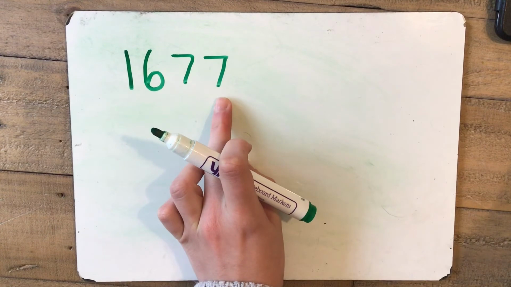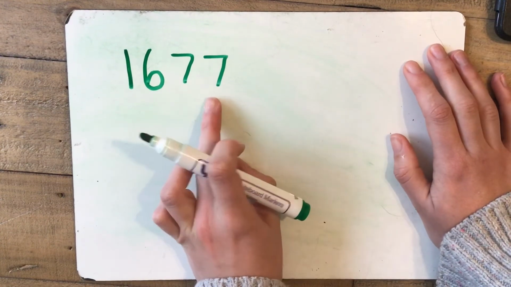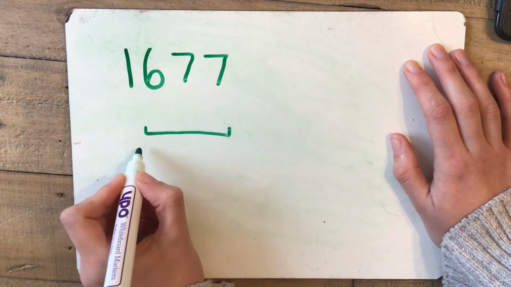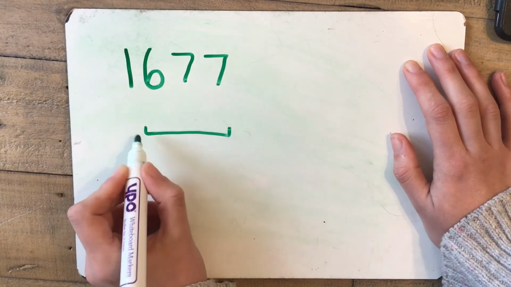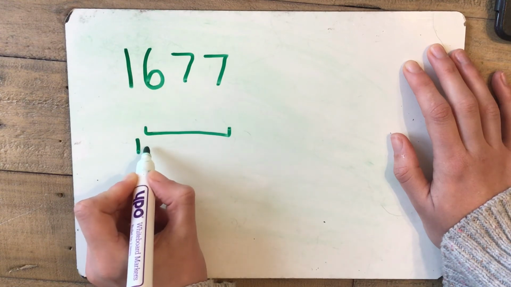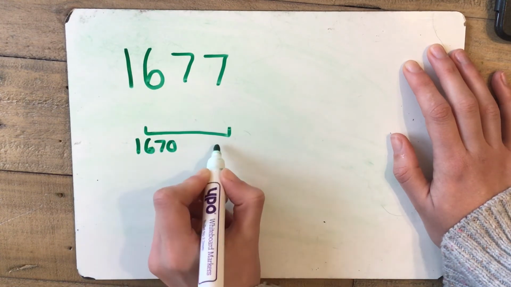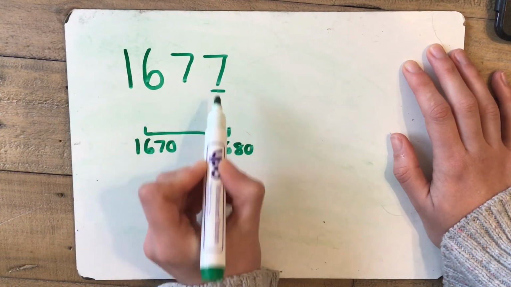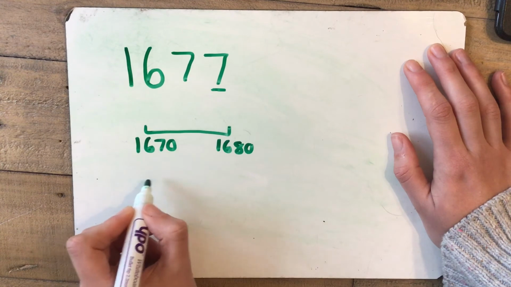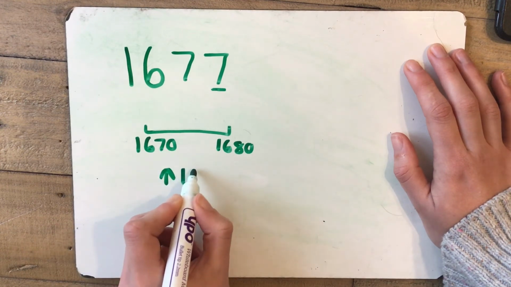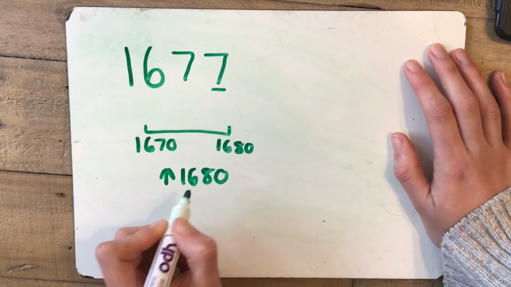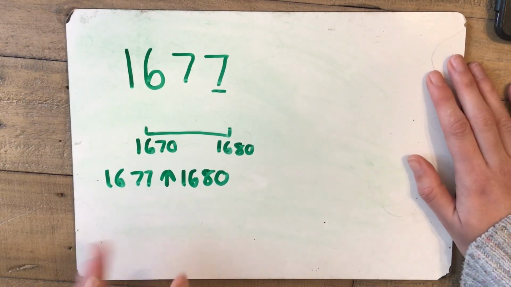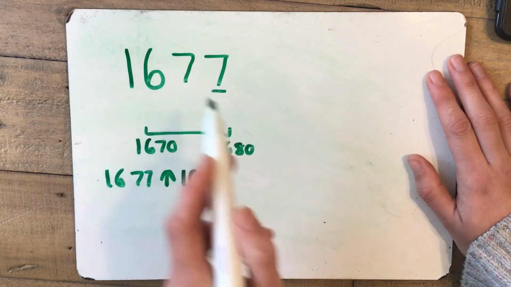Okay, so what if I had a number like 1,677? Now this kind of question could ask me to round it to the nearest 10, the nearest 100, or the nearest 1,000. So first of all, if it wanted me to round it to the nearest 10, I could draw my number line, and down here I would have 1,670, and up here I'd have 1,680. Now this is above my 5, so I'm going to round it up to 1,680.